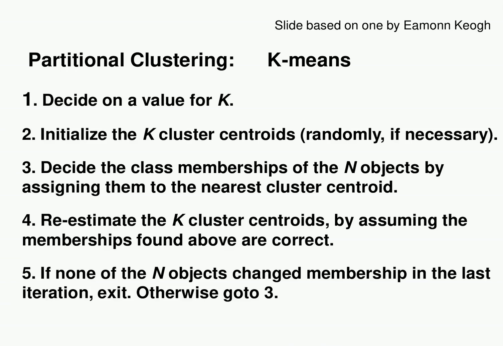The process begins by deciding on the number of clusters k. Next, you initialize the k cluster centroids, which can be done randomly. Each data point is then assigned to the nearest cluster centroid, determining the initial class memberships. Following this, you re-estimate the centroids by calculating the mean of all points in each cluster. This process iterates, reassigning data points and updating centroids until no data point changes its cluster membership. This iterative refinement ensures that clusters become more distinct and well-defined with each cycle.